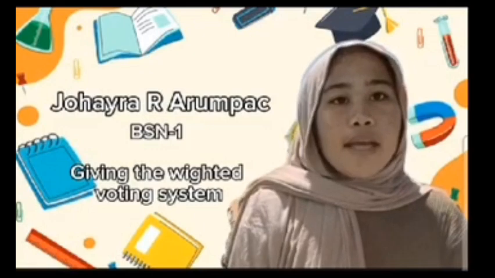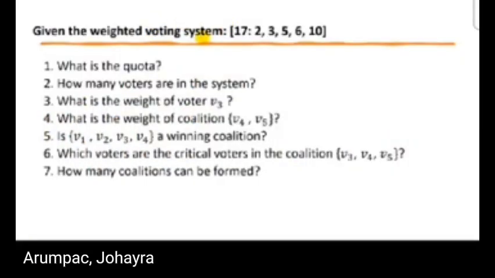Given the weighted voting system, what is the quota? So here we can see our quota is 17. Next, how many voters are in the system? So we have V1, V2, V3, V4, V5. So we have 5 voters.